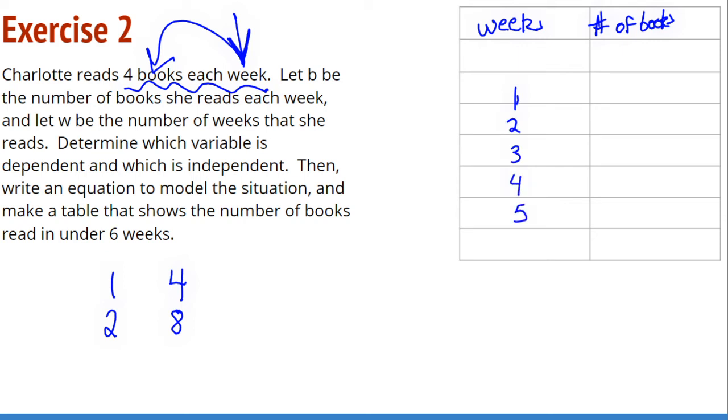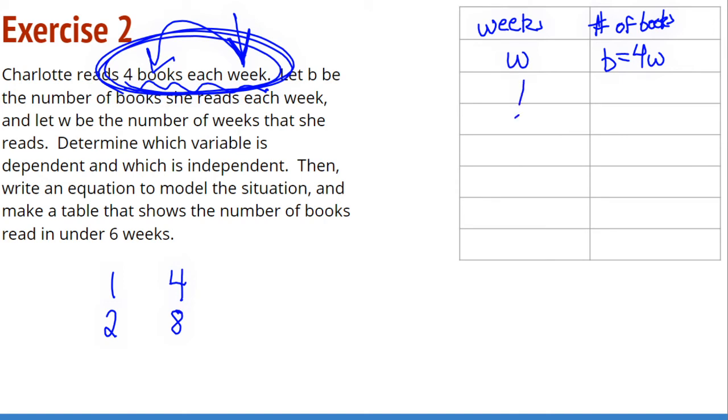I'm going to use W for my number of weeks, and I'm going to have my number of books be equal to 4 times the number of weeks. Now, how did I get 4 times the number of weeks? This is a ratio relationship. 4 books each week. That's a ratio of 4 to 1. So the books are 4 times the weeks. Thank goodness we did ratios, right? So now I can do 1 week is 4 books, 2 weeks is 8 books, 3 weeks is 12 books, 4 weeks is 16 books, and 5 weeks is 20 books.